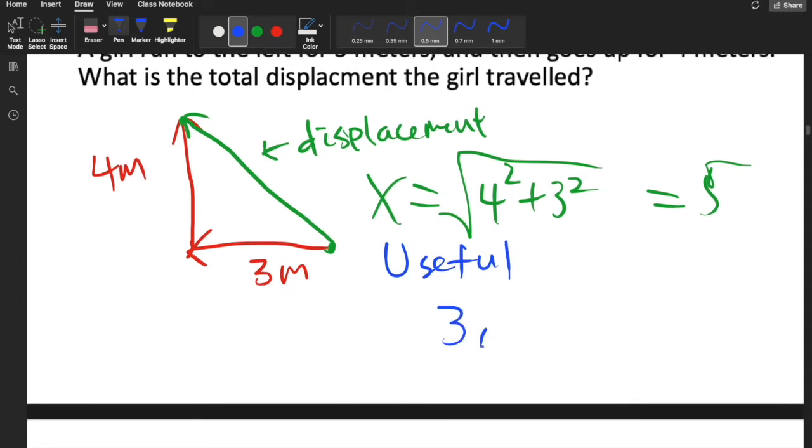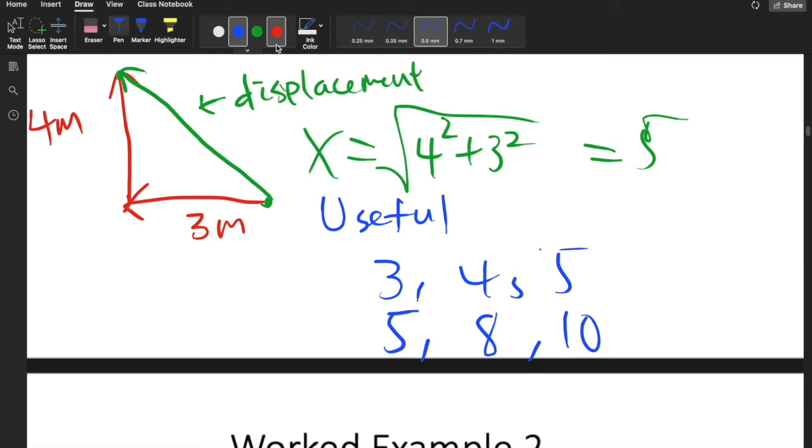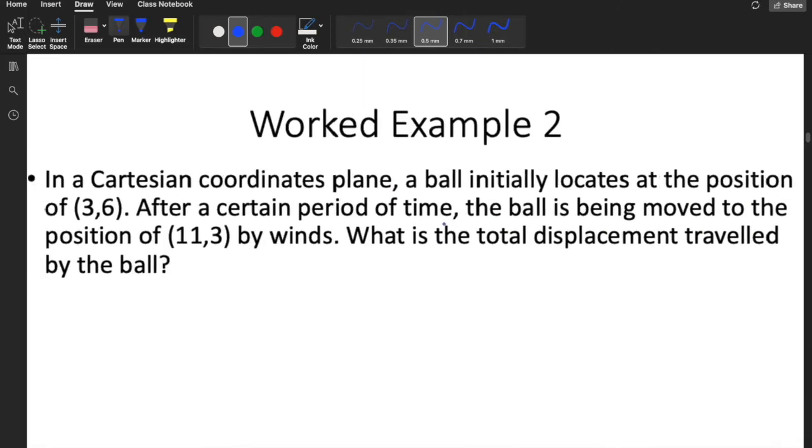So the first one is 3, 4, 5. Why? Because 3 squared plus 4 squared, which is 9 plus 16, is equal to 25. And then another one is 6, 8, 10, and then just any multiple of those two series of numbers, you can use them as well, and you will probably see them in your question.